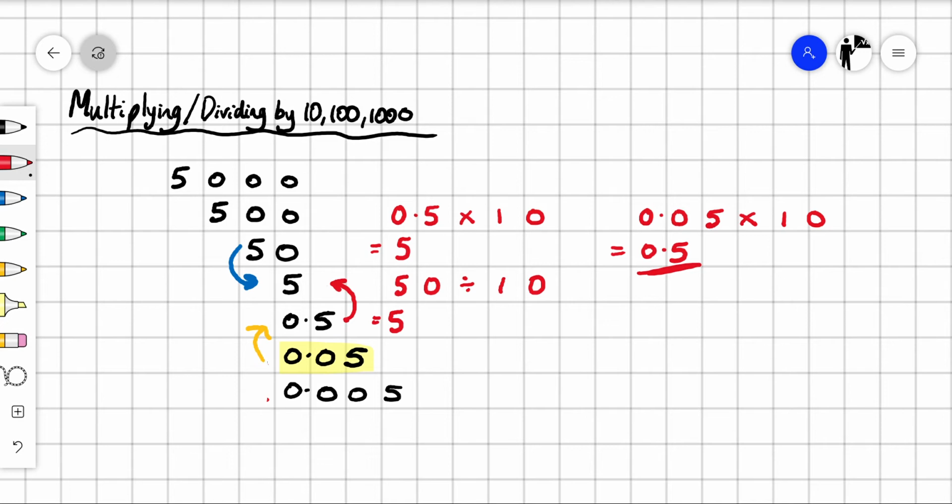How about in this question here? 5 multiplied by 100. Okay, so we're going to start at the number 5, but how many places are we going to have to move up this time? Well, if we move up 1, that's us times by 10, so we need to move up another one to make sure we've multiplied by 100. Okay, so 5 times 100 is 500. You already know that.